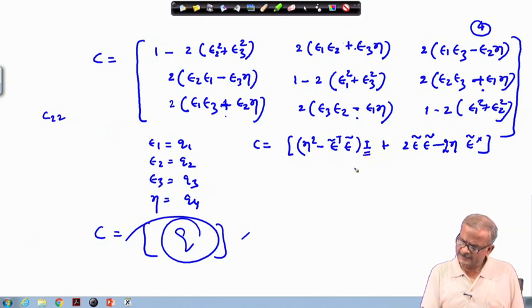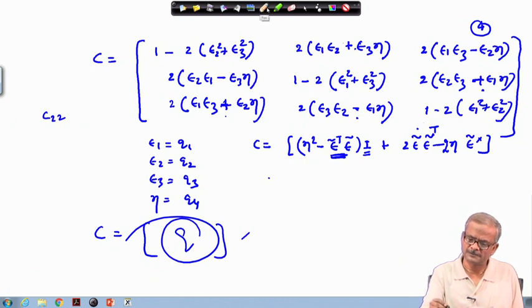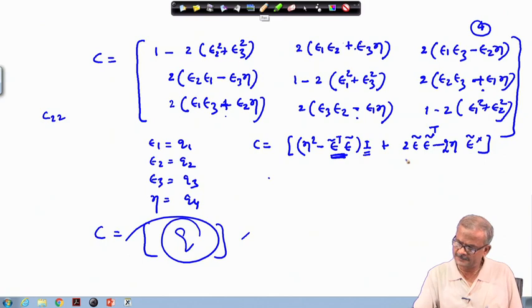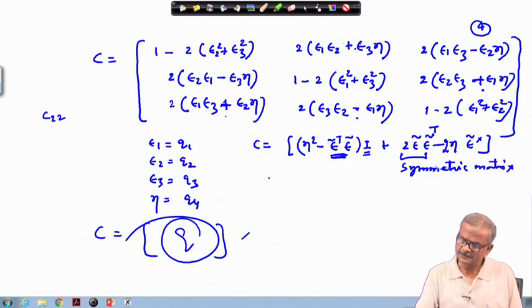This is an identity matrix, and this is a symmetric matrix. Sorry, this is a scalar one, so this is an inner product. This is not a symmetric matrix. This one here, we have missed epsilon times epsilon transpose, so this is a symmetric matrix, and here this is a scalar quantity, and this is the identity matrix.